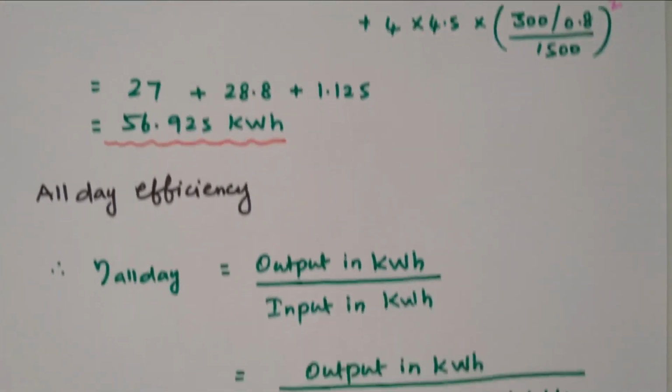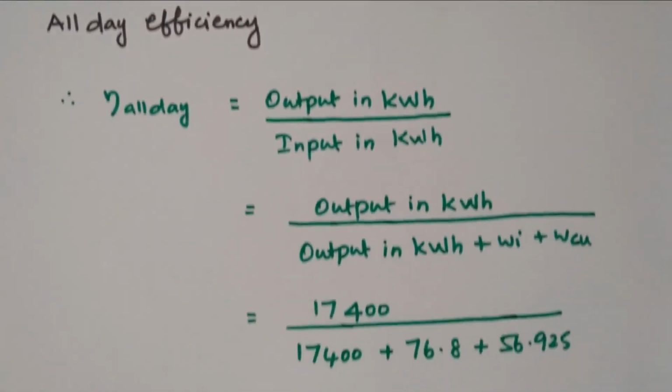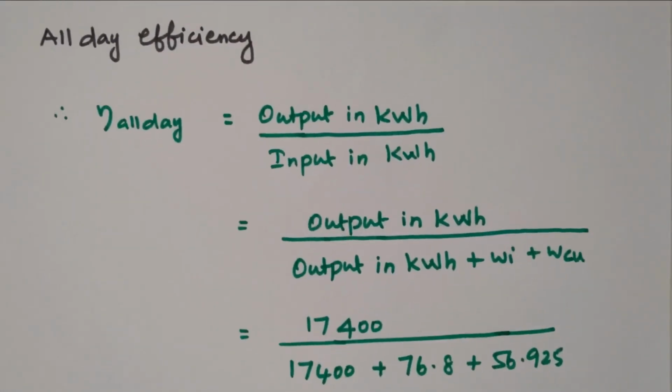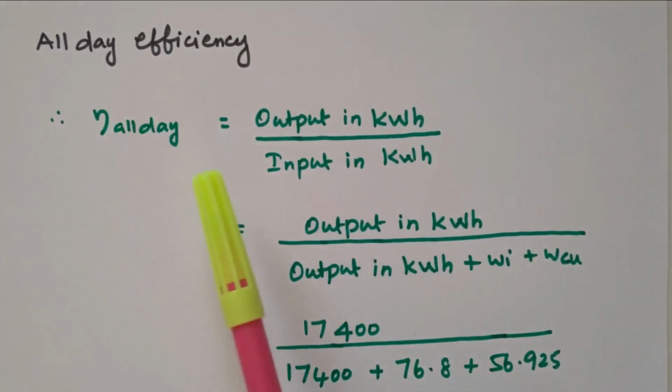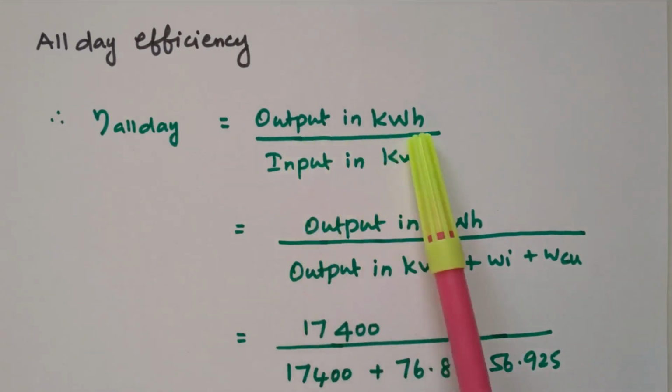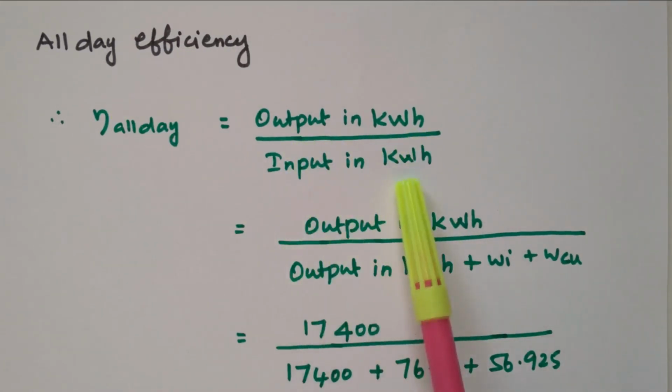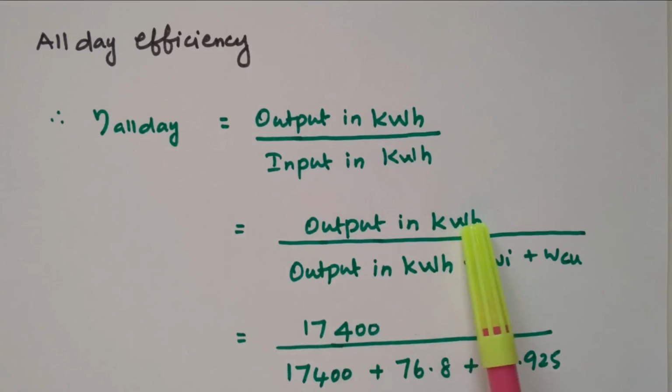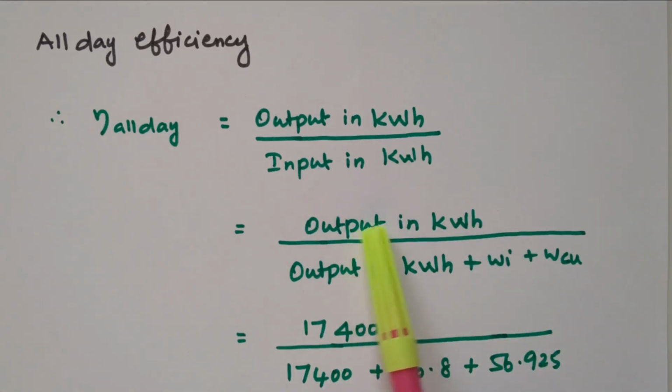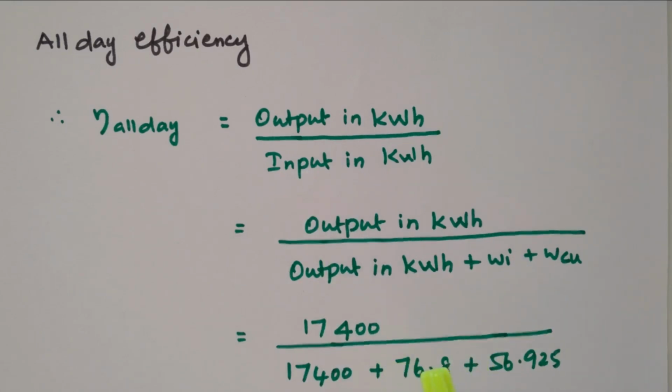Now we have got the output power as well as the losses. From that we can find the efficiency. All day efficiency is nothing but output in kilowatt hour divided by input in kilowatt hour. The input is written as output in kilowatt hour plus iron loss and copper loss, because output is available, kVA rating is given, but input is not available, so the input is converted into output plus losses, right.